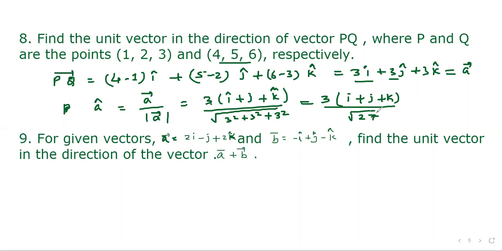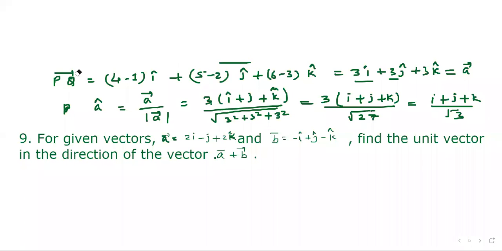So we can write this 27 as 3 root 3, and then 3 will cancel out, and we will be left with i plus j plus k divided by root 3. Another method is also there. Here we can directly find it.